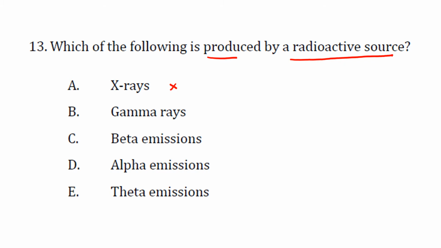Now, gamma rays are actually products of radioactive sources. And it's not beta emission but beta particle, so this term makes the statement wrong, as well as alpha emission. We don't call it alpha emission but alpha particles, and there is no such thing as a theta emission. So therefore the correct answer here would be gamma rays. But if it was beta particle or an alpha particle, then these choices would also be correct.